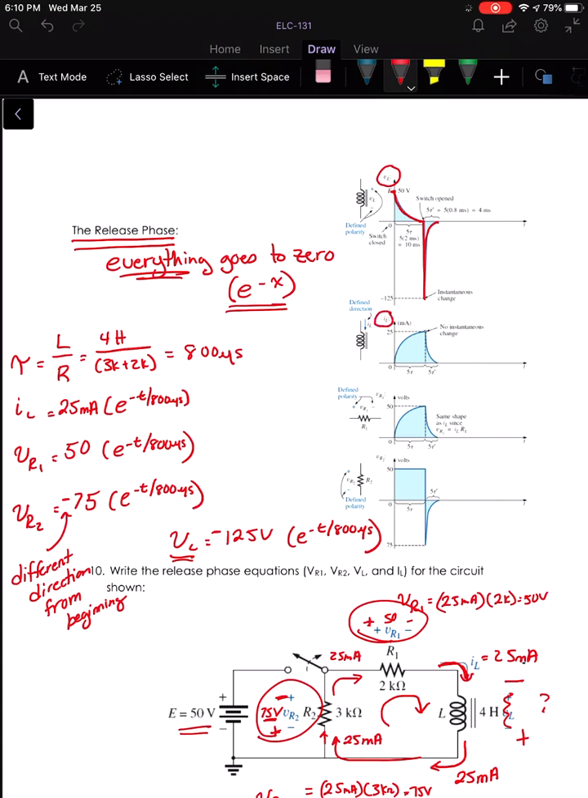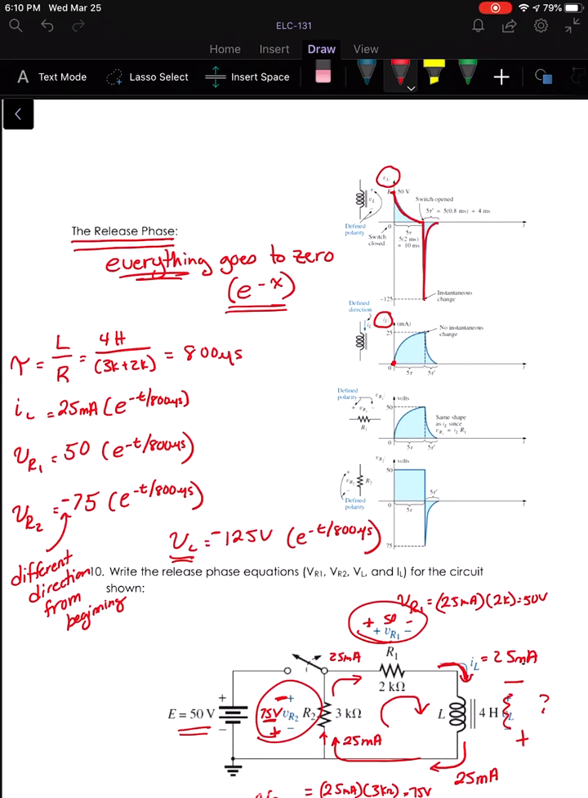Now let's look at I sub L. In the storage phase, we started at 0 because the inductor does not want the current to change instantaneously, so it's going to try to keep it at 0 for a little while. Once that magnetic field stops growing, we're at our maximum current, and then the inductor looks like a short circuit, and if we didn't open the switch, it would stay at that 25 milliamps indefinitely.